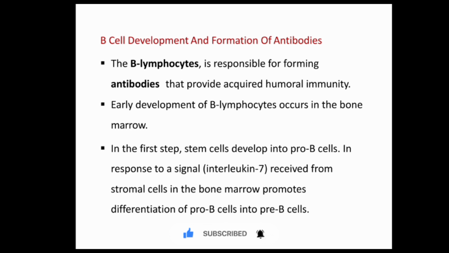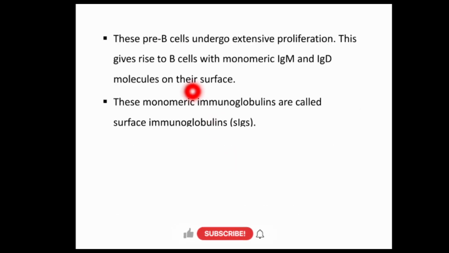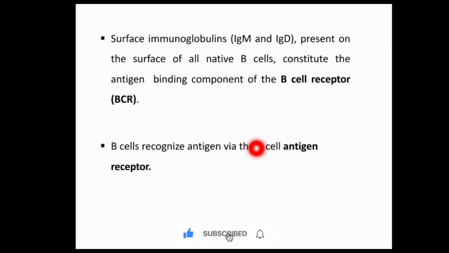Then only you can clearly understand. Okay, wait for it. The pre-B cell undergoes proliferation. This gives rise to B cells with monomeric IgM and IgD molecules. That is called monomeric immunoglobulins, otherwise called surface immunoglobulins. The surface immunoglobulins IgM and IgD are present on the surface of all naive B cells. They constitute the antigen binding component of the B cell receptor. The B cell recognizes the antigen via the B cell antigen receptor.